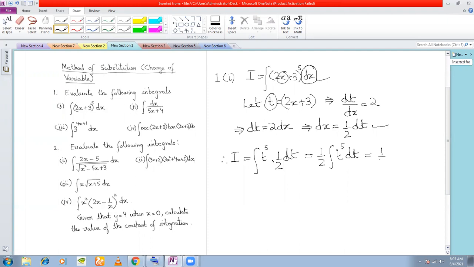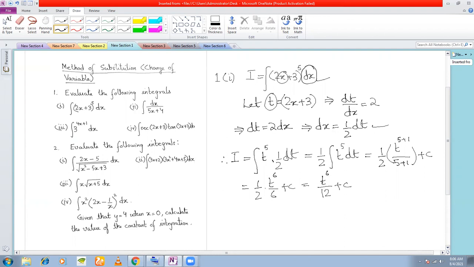Now you can integrate by the x to the power of n plus 1 by n plus 1 formula. So you get t to the power of 5 plus 1 by 5 plus 1, plus c. So you get here half into t to the power of 6 by 6 plus c. What we in fact get here is t to the power of 6 by 12 plus c. Now put back the value of t.